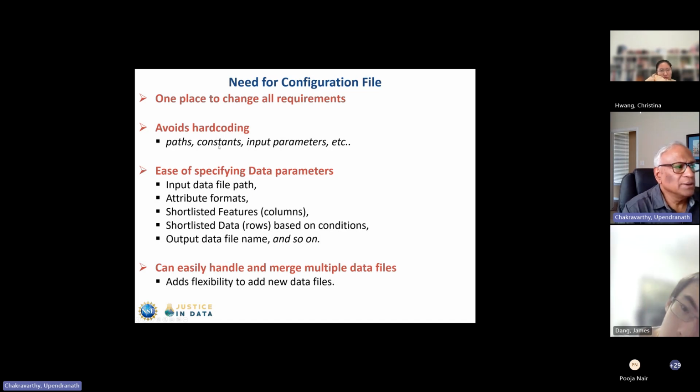It avoids hard coding of paths, constraints, and input parameters, and makes it easy to specify data parameters. So you can specify the input data file path, attribute format, what columns to use, what data rows based on conditions, and what columns to transform. It can easily handle and merge multiple data files.